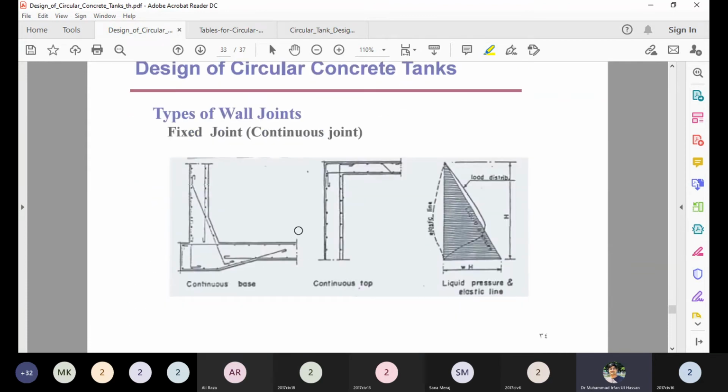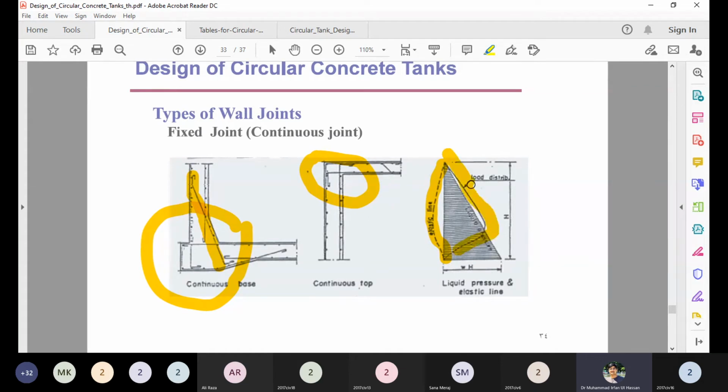The second case is when the wall is fixed with the base. When the wall is fixed with the base, the reinforcement from the wall is extended into the base and it is a quite monolithic connection. This results in zero slope at the fixed end, then a positive movement, then again a negative movement if the top end is also free. Or the top end is also fixed. The load distribution will be like this in this tank, and this is the triangular load applied by the water.